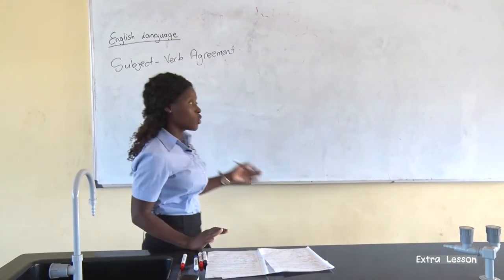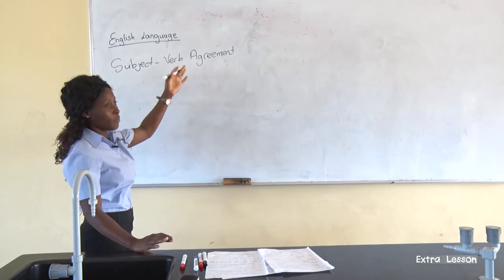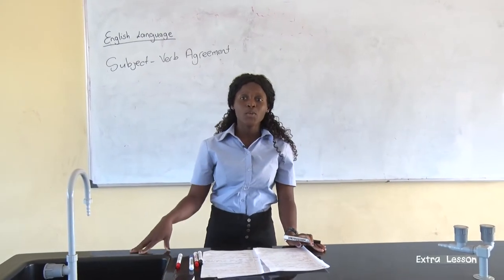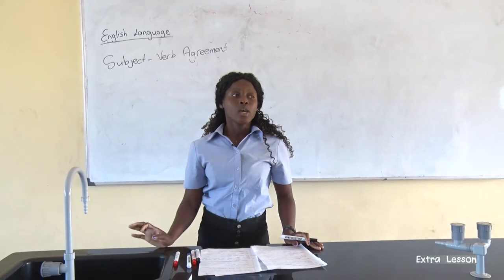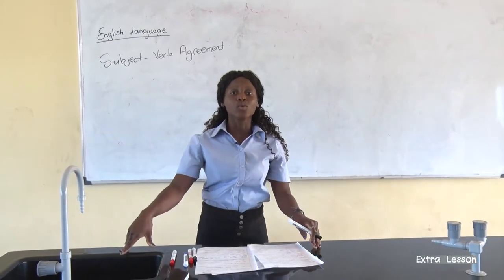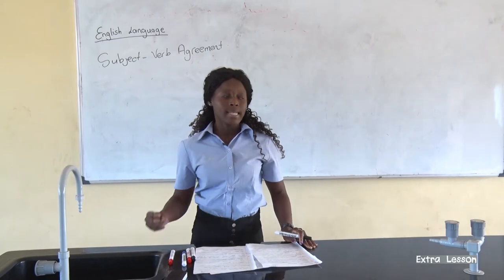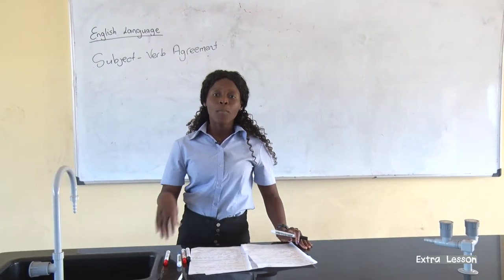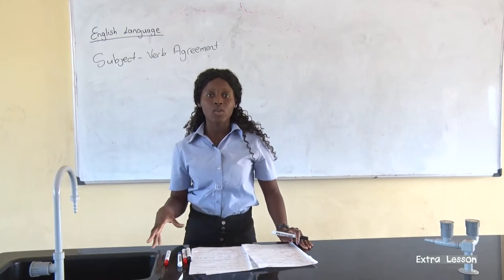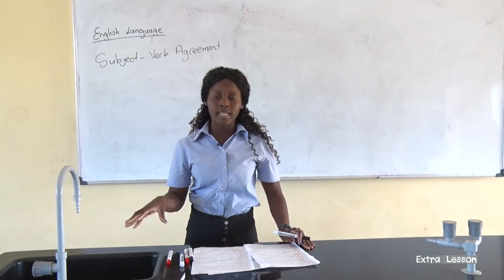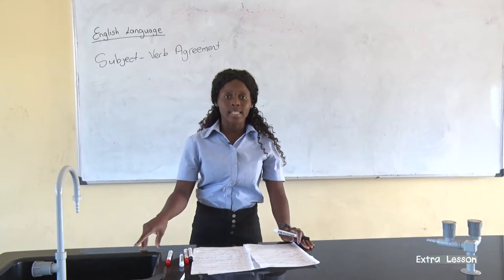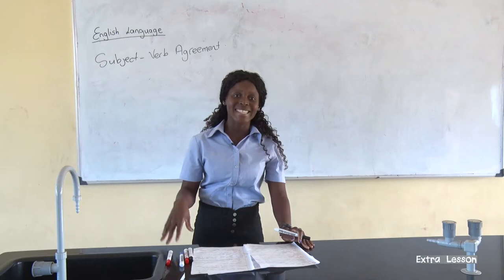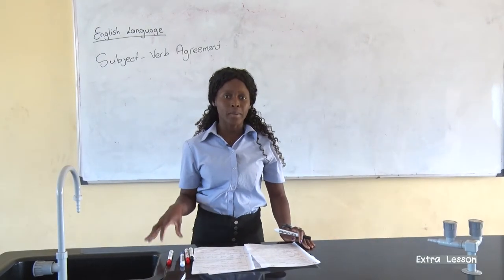Today, we are going to talk about subject-verb agreement. By the end of this lesson, you must be able, firstly, to explain the rules of subject-verb agreement. Secondly, you must be able to identify plural or singular nouns and verbs in a sentence. Thirdly and lastly, you must be able to identify and correct errors in subject-verb agreement.